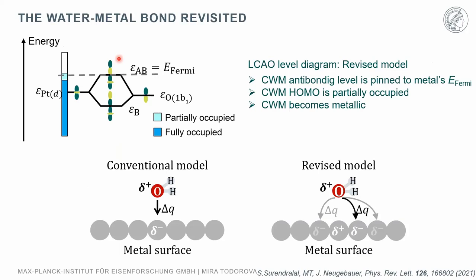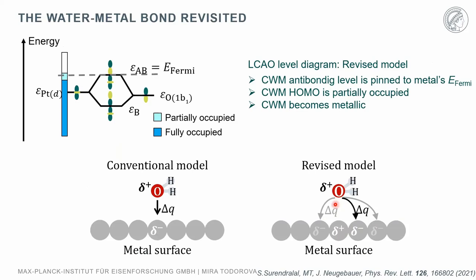And so we have kind of a revised model for the absorption, in which we have not only a direct interaction between the oxygen and the platinum it is sitting on, but actually a higher amount of platinum atoms at the surface participating in this bonding. Now, this gave us some insight.